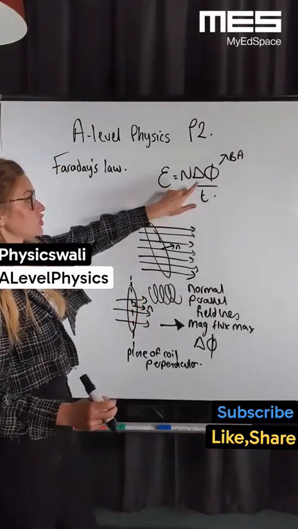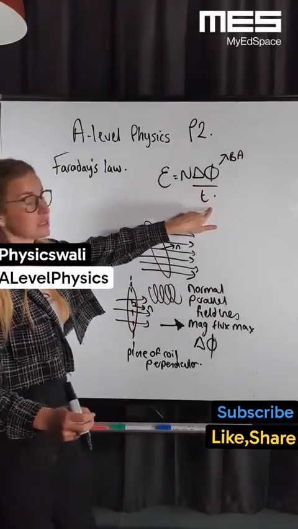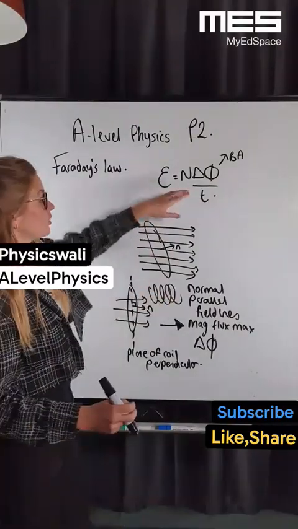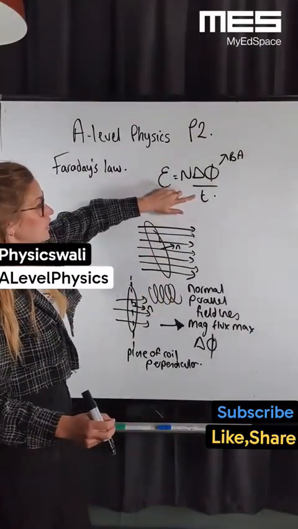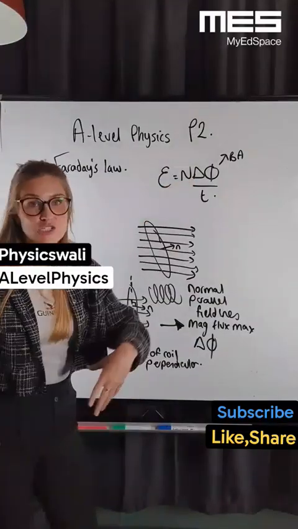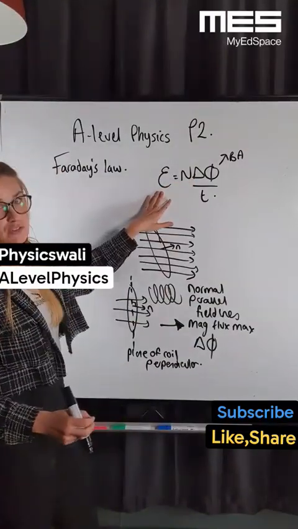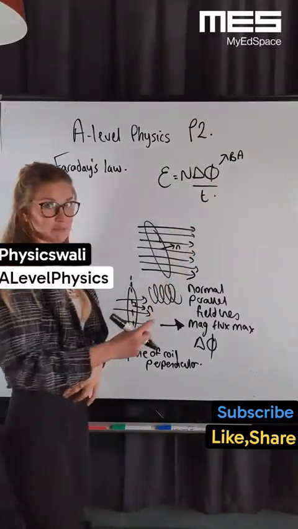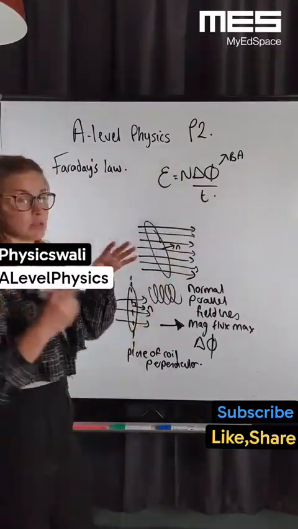Now our EMF is to do with the change in our magnetic flux over time, and N just stands for the number of coils of wire, so how many coils of wire we have. Clearly you can see that the quicker we change the magnetic flux, maybe if I'm moving faster, we're going to get a bigger EMF induced. The EMF is the change in the magnetic flux over time. Normally you've got it in graphs.